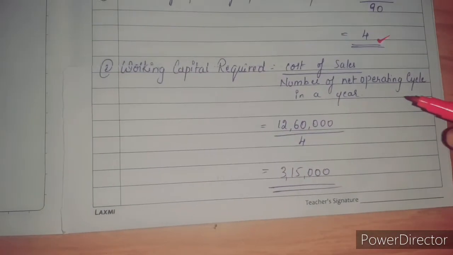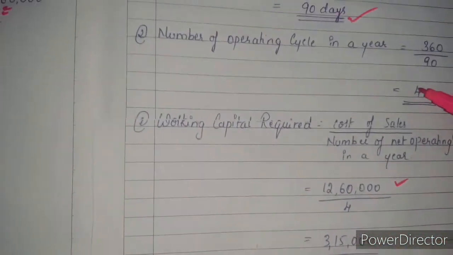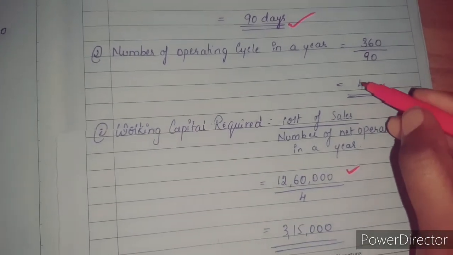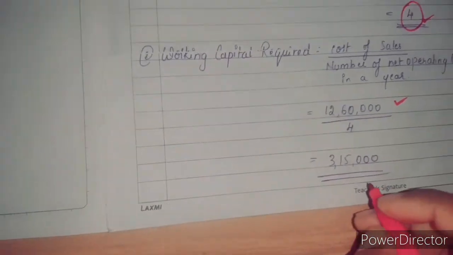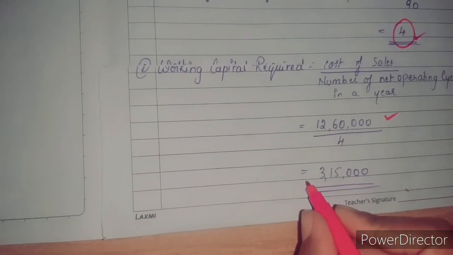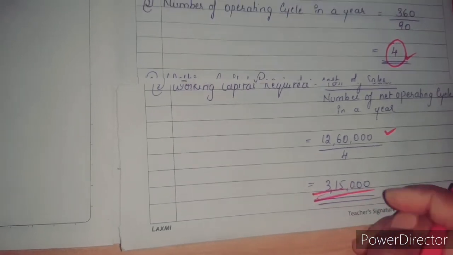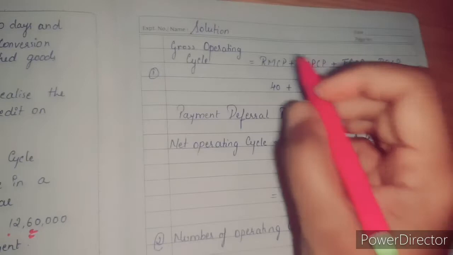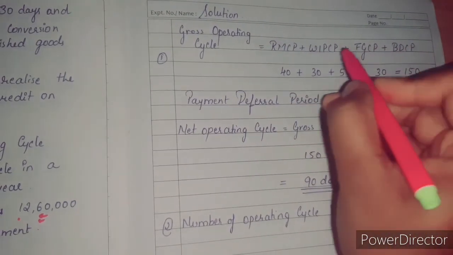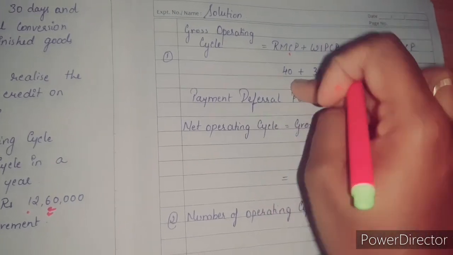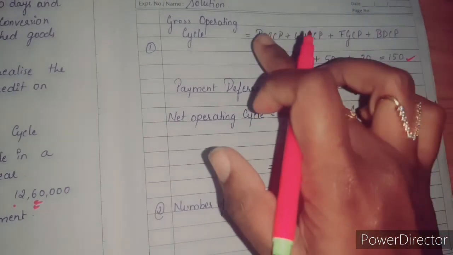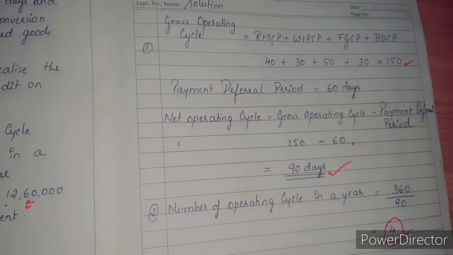So 12,60,000 divided by number of operating cycles in a year, 4. So we get working capital required is 3,15,000. So very simple problem, as all direct information is given. No need of finding raw material conversion period by using a formula. Here it is a simple problem, as all the information is given directly.